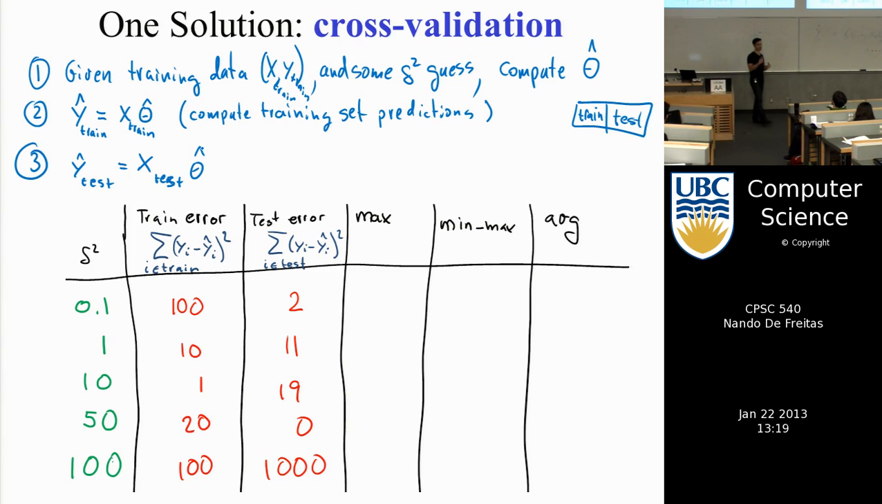Typically, my predictions on the training set will be better than on the test set because I learned theta using the training data set. Okay. And that's it. That's all I need to do.